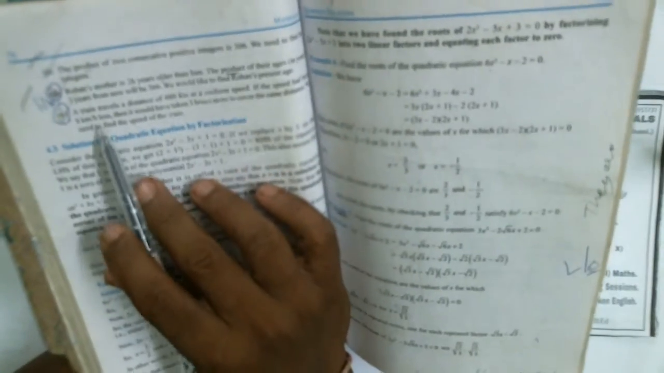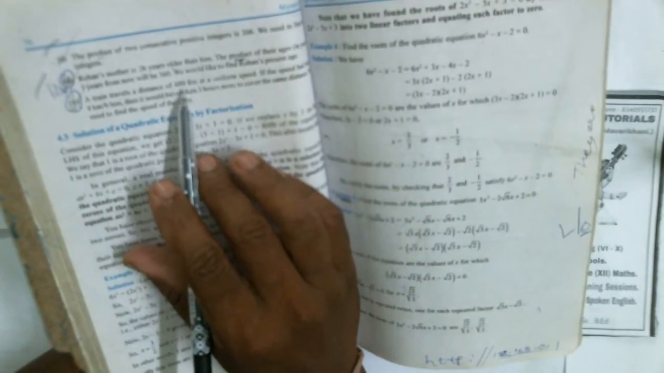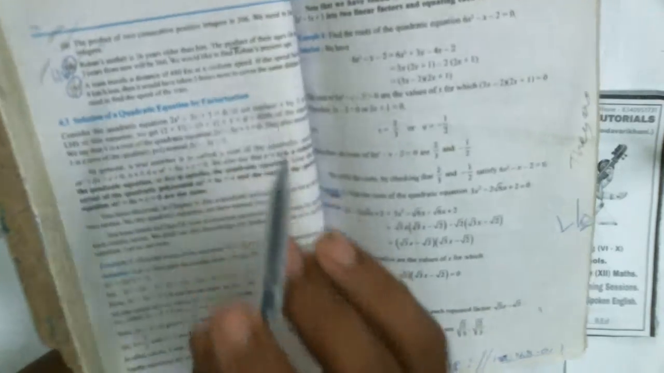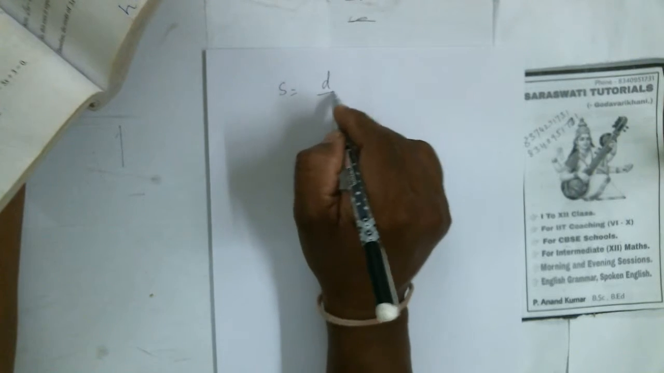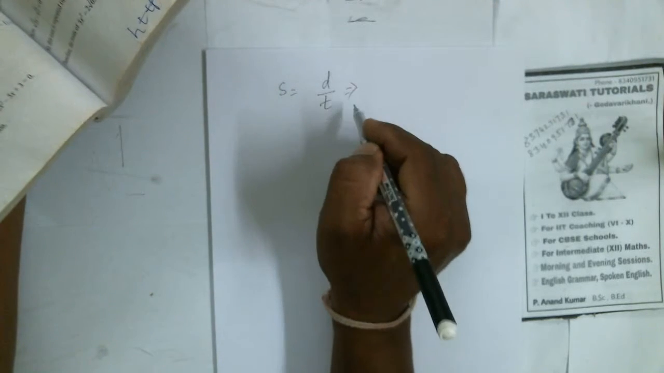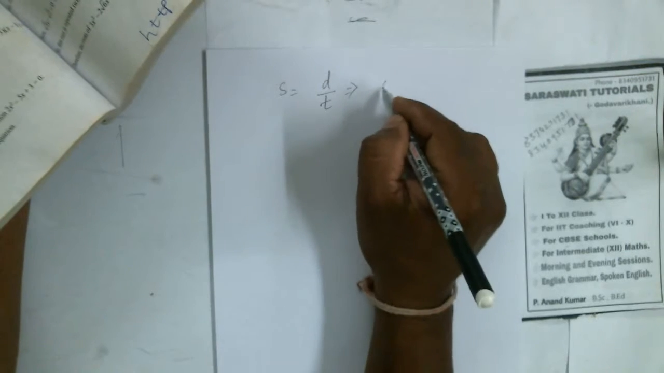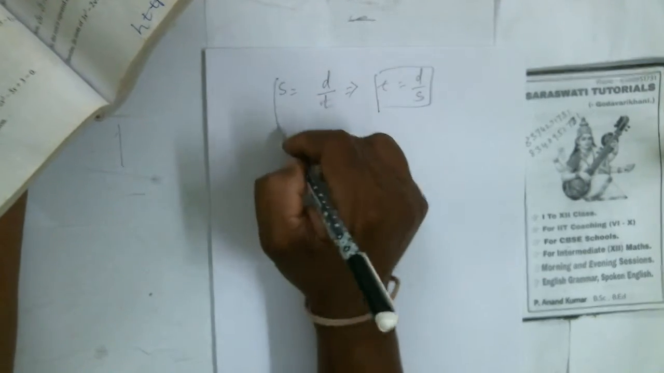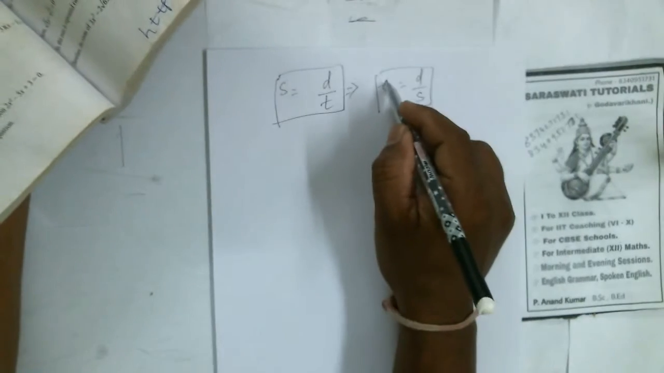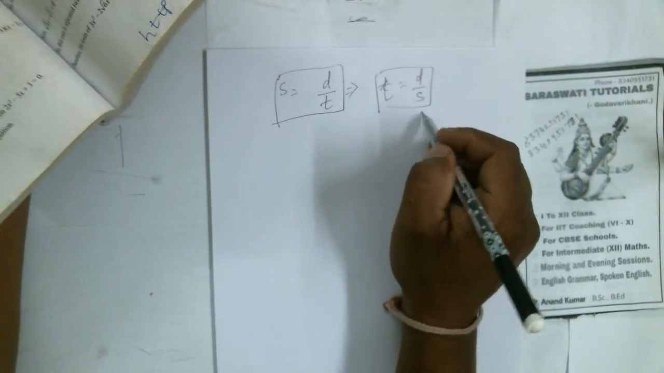Now, a train travels a distance of 480 kilometers at a uniform speed. Okay. So first of all, take here speed is equal to distance traveled by time. If you want time, time is equal to distance by speed. So these are the formulas we have to use here. Speed is equal to distance by time. If you want time, time is equal to distance by speed.